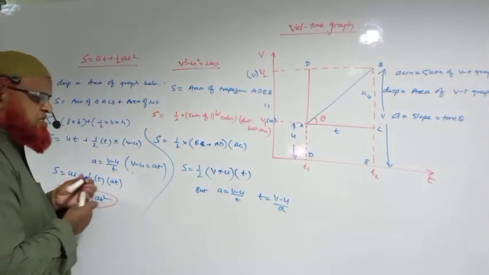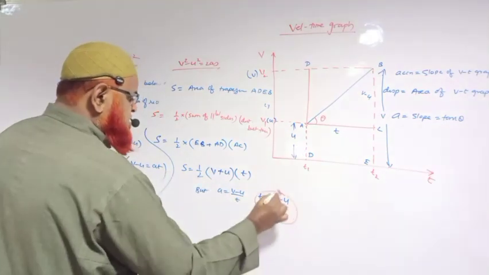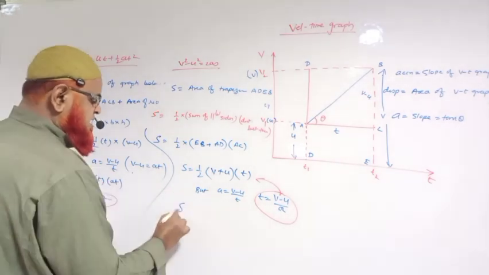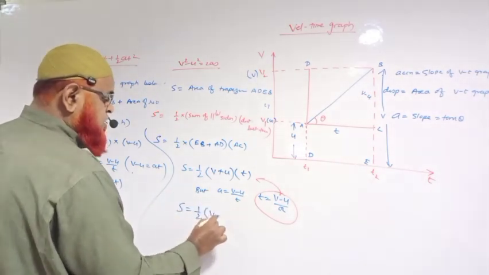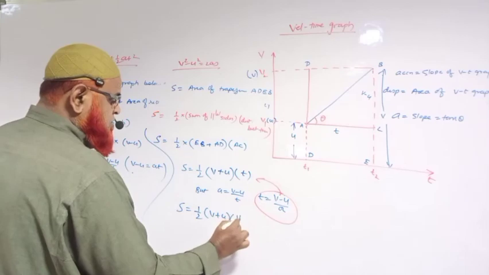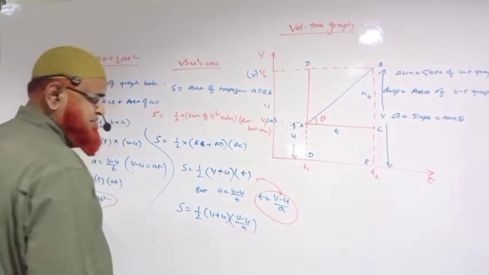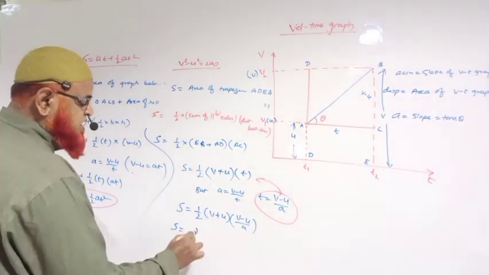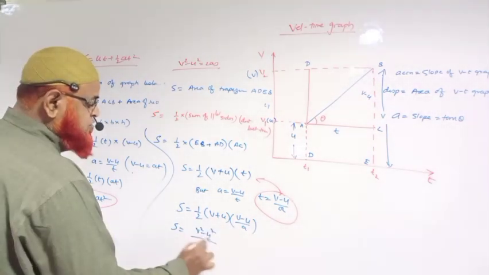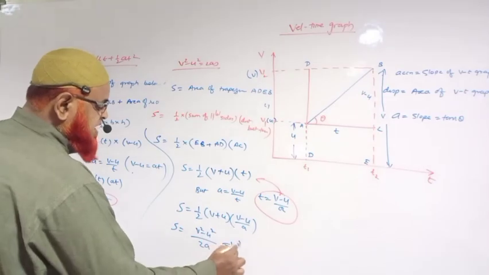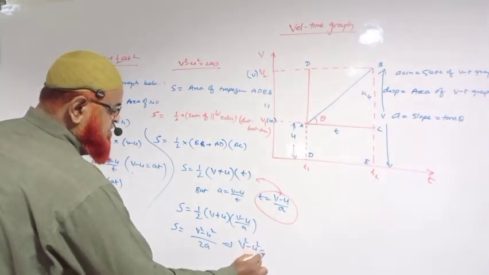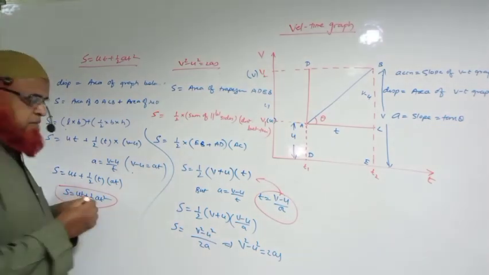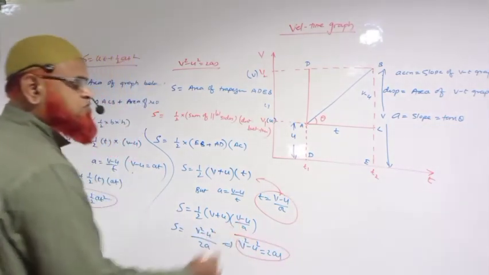Yes? You just substitute this value in this formula. That's it. Then what are you going to get? S is equal to half into (V plus U) into (V minus U) by A. Then S is equal to (A plus B) into (A minus B) is V square minus U square by 2A. This implies that V square minus U square is equal to 2AS. Okay? So this is the third equation of motion.